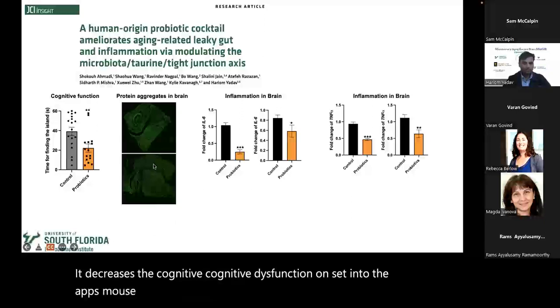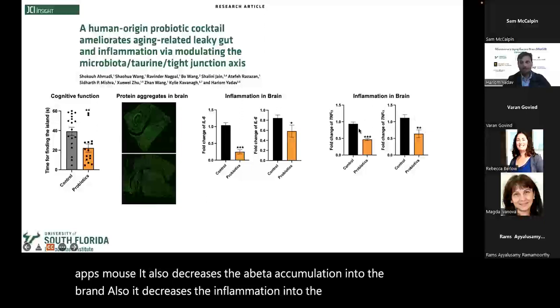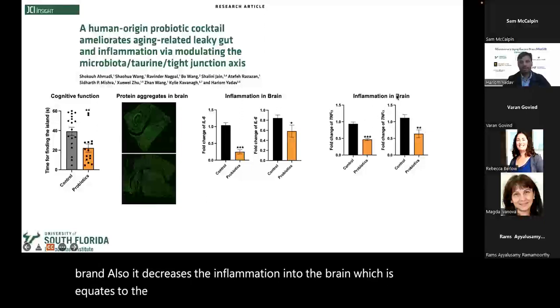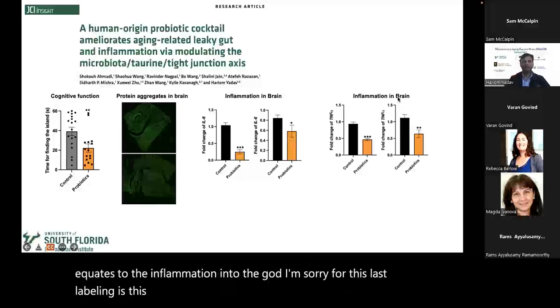It also decreases the A beta accumulation in the brain. Also, it decreases the inflammation in the brain, which equates to a decrease in the inflammation in the gut. I'm sorry for the labeling here. The last two panels are the inflammation in the gut.